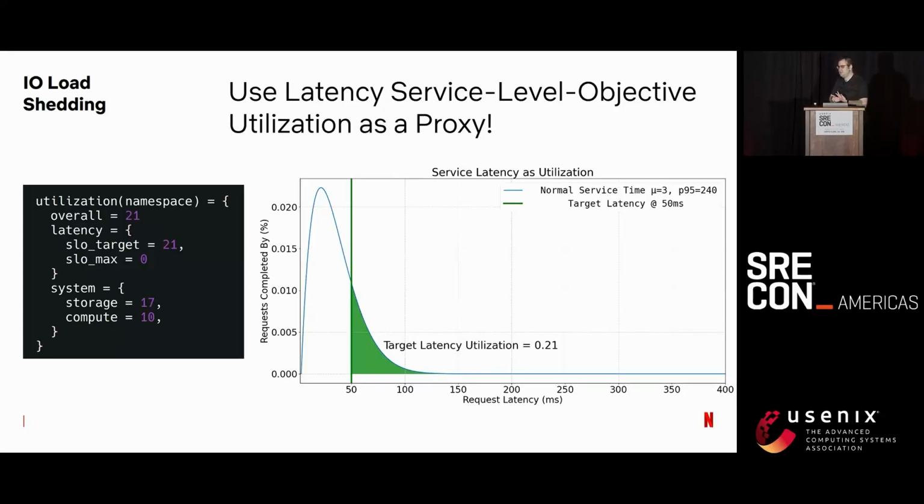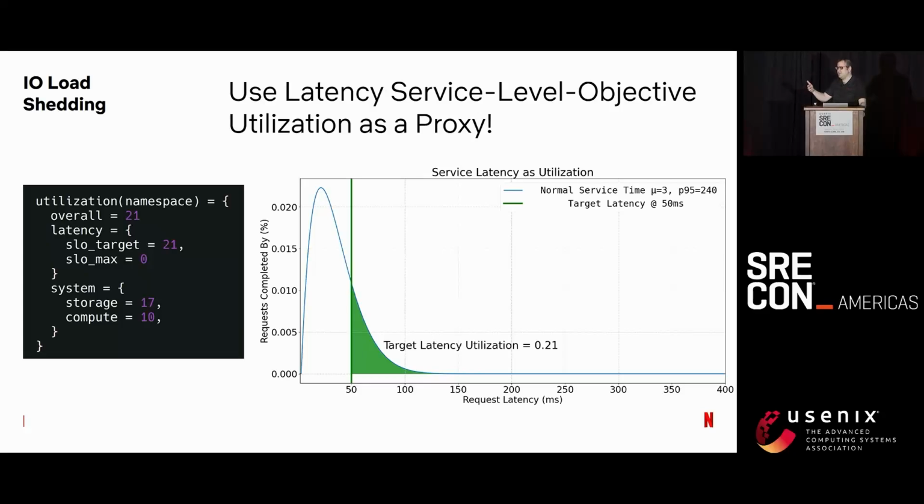So we can actually use our service level objective utilization as a proxy for what we call latency utilization. In this example, the service has a 50 millisecond latency target, and then we just count how many requests are slower than that. And if 100% of requests are slower than our target, then that service is highly loaded. And if it's a small percentage, then it's lowly loaded.